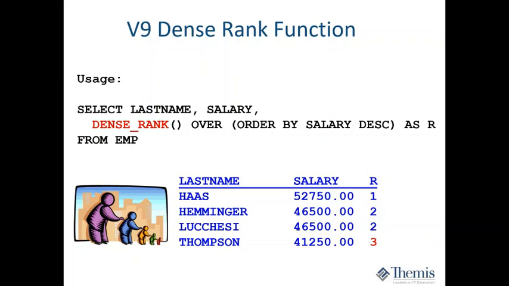There's two more functions that play along here. Dense rank works exactly like rank, except when you have ties, we're not going to skip numbers. So Heminger and Lucchesi here are still tied at number 2. Thompson is now number 3. So we're answering sort of a different business question here. In the previous example, I would have said Thompson is the 4th highest paid employee, which I think is true. In this case, we're saying Thompson has the 3rd highest value for salary. The data is the same. It's just, how are we treating the ties? Do we skip numbers for the ties or not? That's rank versus dense rank.